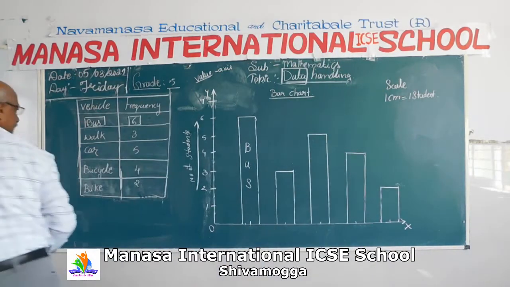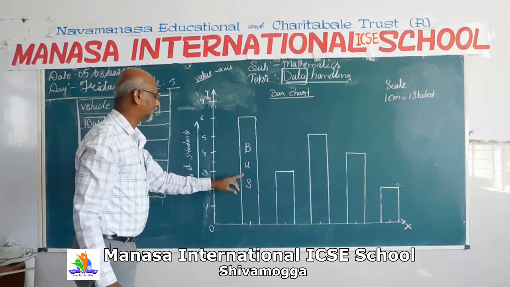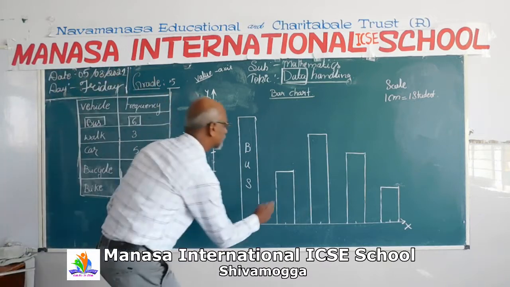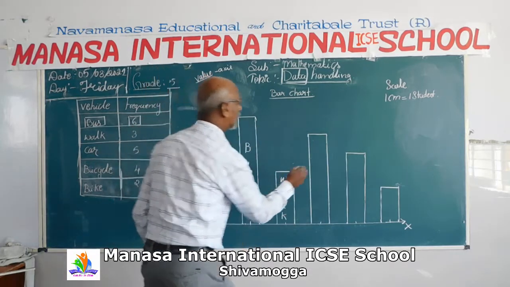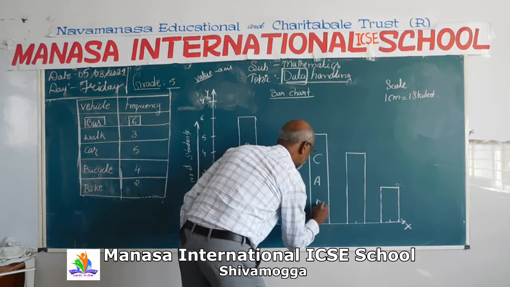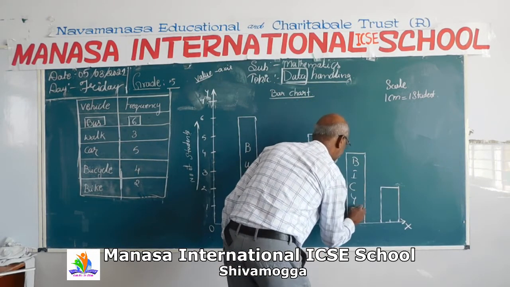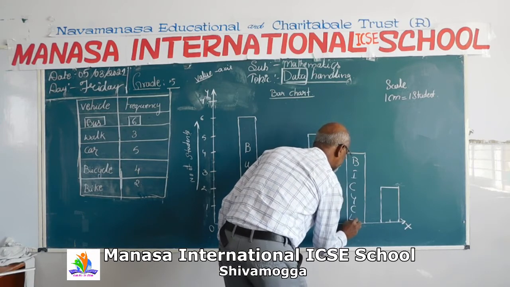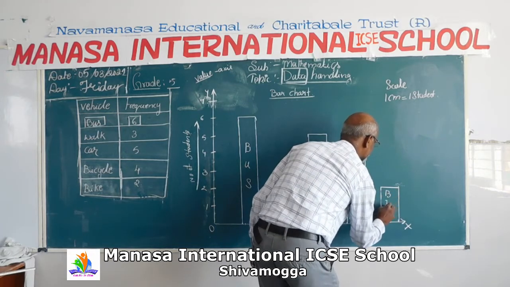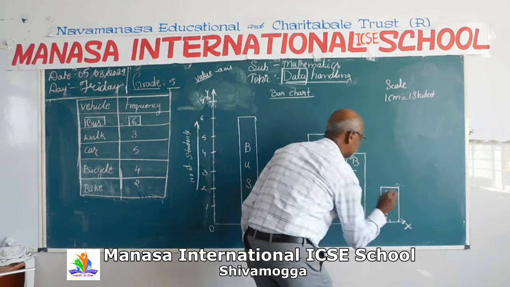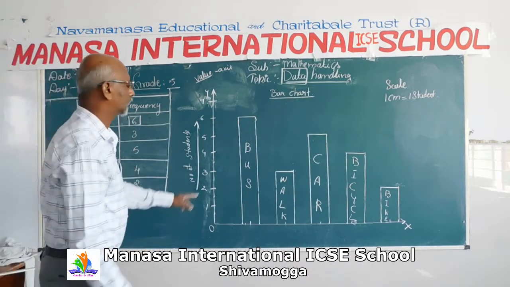Okay, look at this. All the bars are ready. The first bar represents bus. The second bar represents walk. The third bar represents car. The fourth bar represents bicycle. Okay, the last one represents bike. So I have written like this. Understood? So what's the speciality here? Which are the points we should keep in mind?